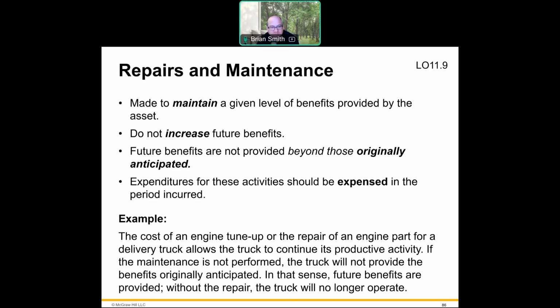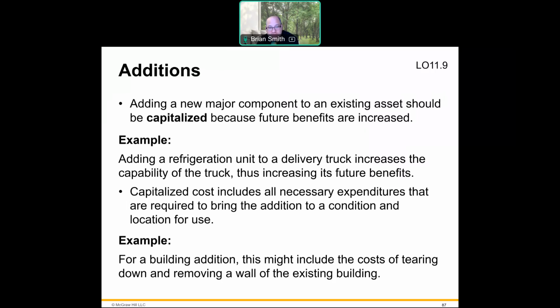Repairs and maintenance are usually expensed. They're not increasing future benefits; they're just keeping it going. If you're making a major addition, like putting a new radiator or a new engine into a car, it's going to increase its useful life. You're going to depreciate that. It'll be capitalized.